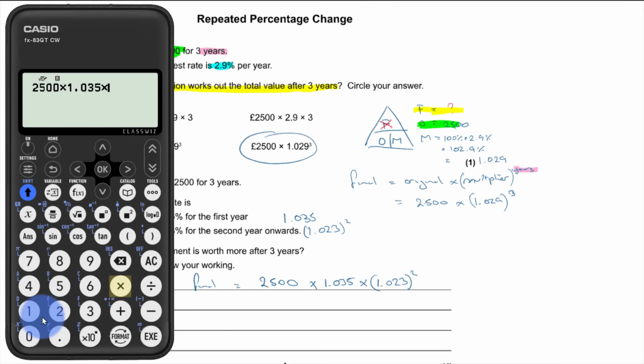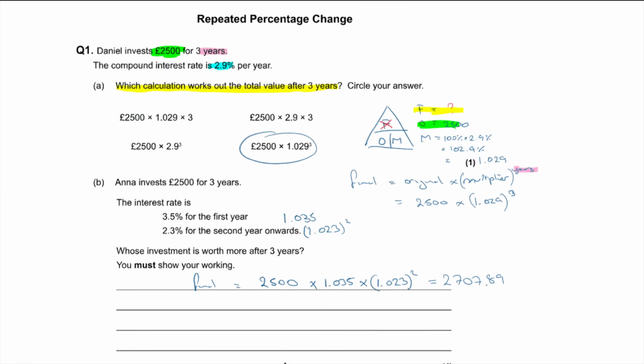2500 times 1.035 times 1.023 squared. I make that 2,707.89. Okay, so that's Anna's amount.